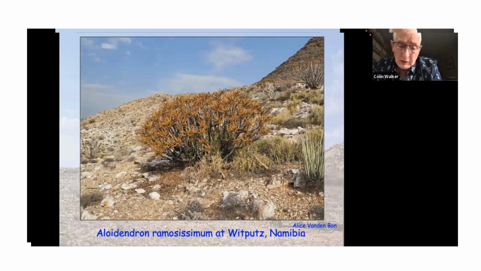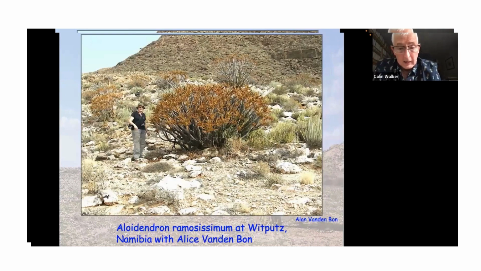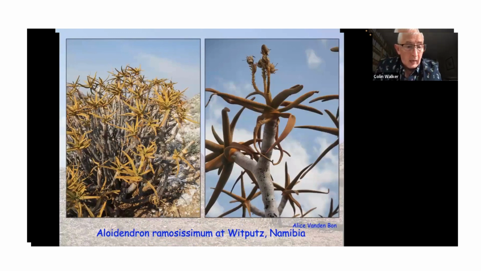So this is not a tree, guys. This is not a tree aloe. This is a shrubby Aloidendron, if you like. It branches densely from the base. Here it is with Alice in habitat again, same location taken by her late husband, Alan, at Whitputs in southern Namibia. There is on the left detail of it. So it is a very densely branched shrubby species.